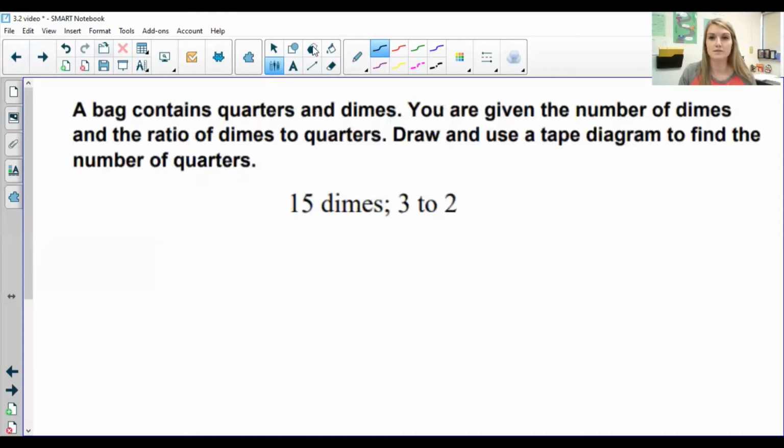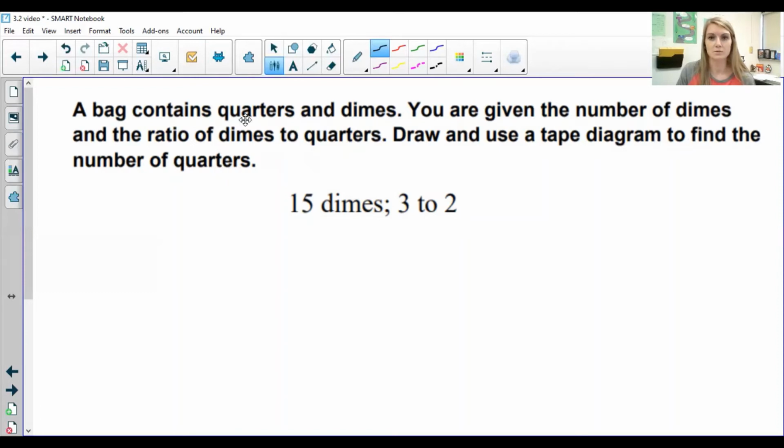Okay. Ooh, this one's a little bit different. We don't have a tape diagram this time. Okay, let's read it. It says, a bag contains quarters and dimes. You are given the number of dimes and the ratio of dimes to quarters. Draw and use a tape diagram to find the number of quarters. Okay, so we're going to be drawing and using the tape diagram to find the number of quarters.